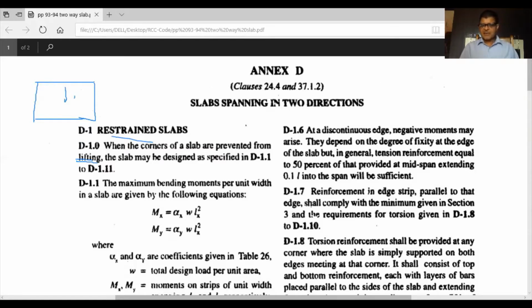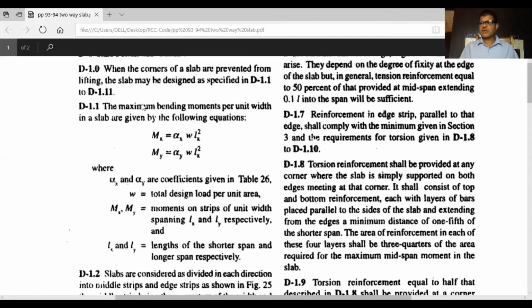Now, if it is a restrained slab, then what is the maximum bending moment? We have already discussed that in a 1-way slab, the maximum bending moment depends on the span and the support condition, like wL square by 8, or wL square by 2 for a cantilever slab. Then simply supported is wL square by 8. For continuous slabs, you have different coefficients to find these bending moments.